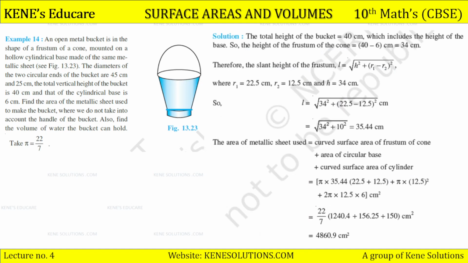First, slant height of the frustum L is equal to square root of h square plus (r1 minus r2) whole square, so we get 35.44 centimeter. The area of the metallic sheet used is equal to curved surface area of the frustum of cone plus area of the circular base plus curved surface area of the cylinder. So just put the values in the formula: pi multiply with 35.44 (22.5 plus 12.5) plus pi multiply with 12.5 square plus 2 pi multiply with 12.5 multiply with 6, so we get 4,860.9 centimeter square.